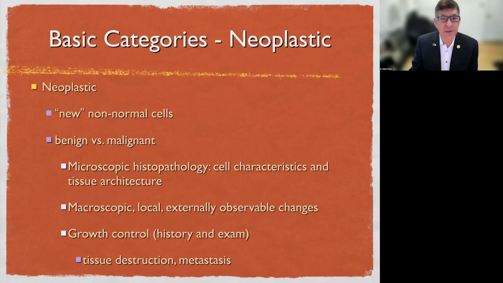Finally, there's neoplasia, where we have new non-normal cells. These can be, as you know, benign or malignant. We have microscopic histopathology as a way to understand this. Also, macroscopic, local, externally observable changes. And of course, growth control is the key issue, that these grow without control, ultimately causing tissue destruction and possibly metastasis depending on the tumor.